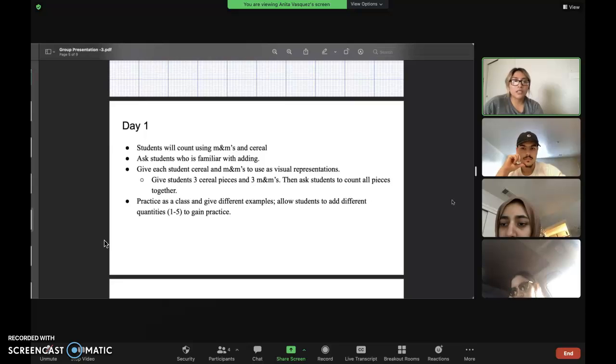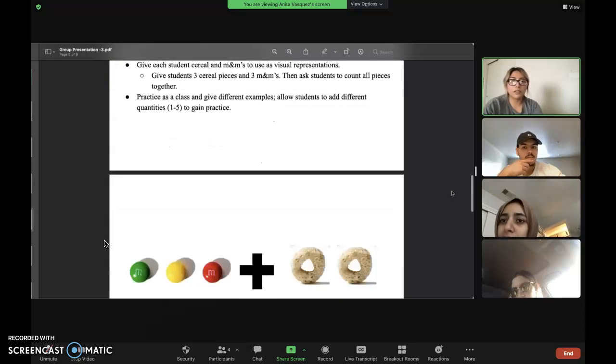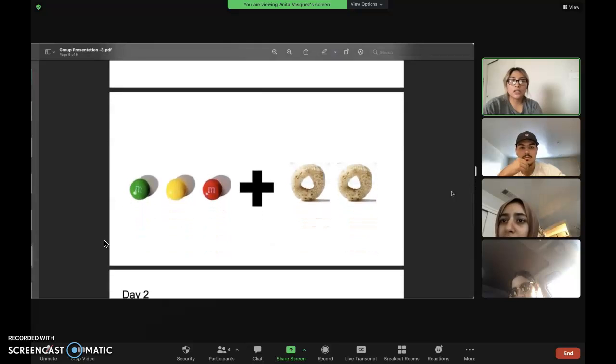All of this is intended so that eventually they don't have to have the visuals, and they can move on to non-physical representations, so they can have them on paper, and then eventually being able to work these problems without using any visuals at all. So this image here will be an example of what we would do. We'd have 3 M&Ms, and then we'd move on to adding another 2 Cheerios, and then they would be able to add them together and see what they get as their answer.